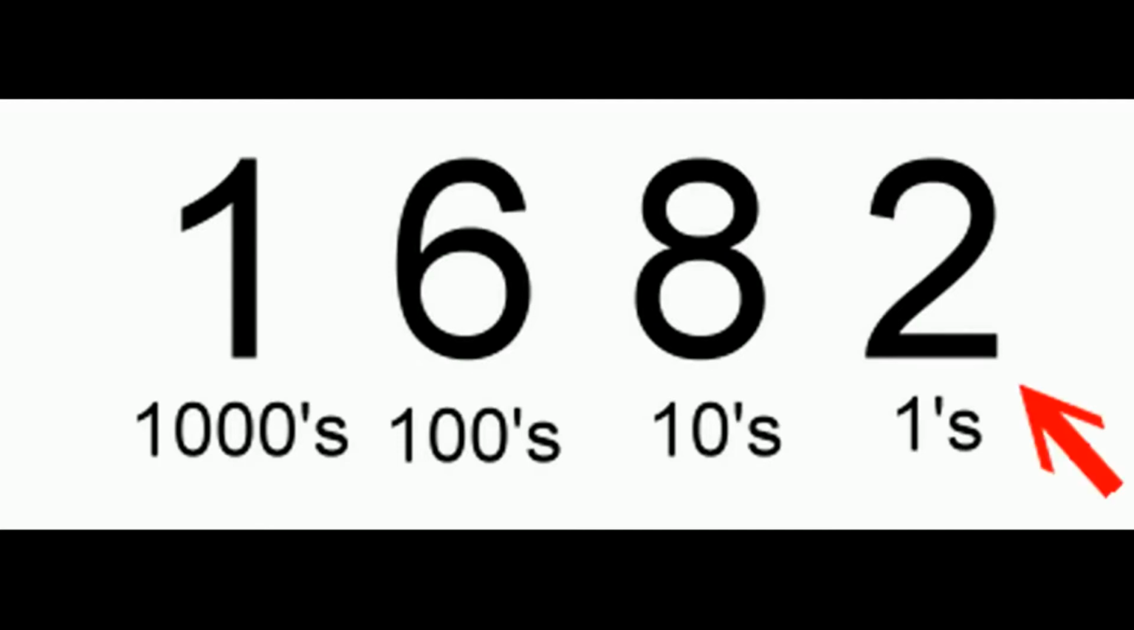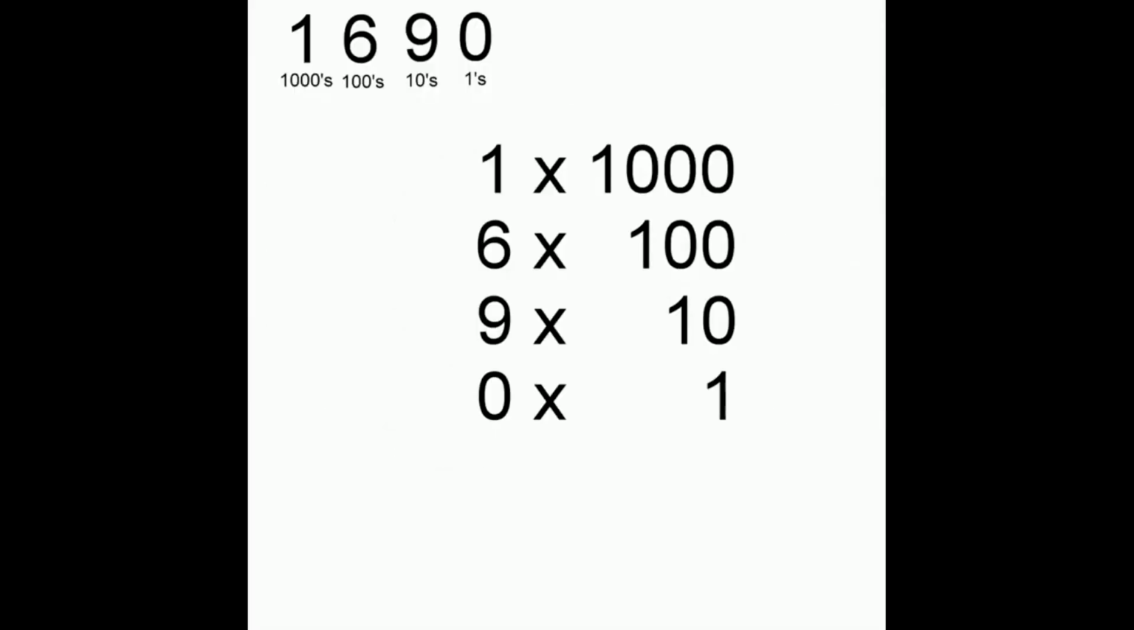When we count, we increment this number here, and we keep incrementing it until we can't increment anymore. Then we increment the next column and reset to 0. These numbers can also be broken up so that we can see how many of each kind we have. Also note that each number is 10 times larger than the one before. That's because we have 10 numbers. This is a base 10 system.